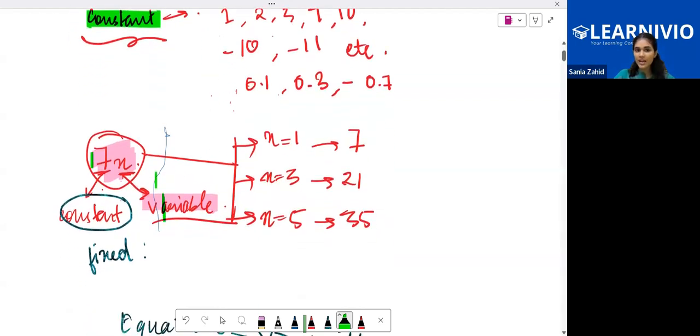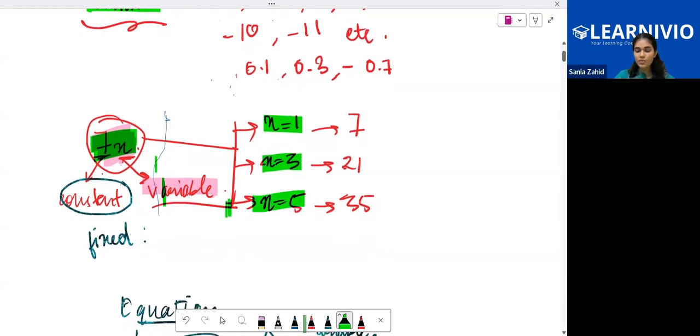Okay, very nice. So let's consider we have 7x. In 7x, 7 is the constant and x is the variable, right? Now, if I put the value of x equal to 1, the value of 7x will become 7 into 1, which is 7, right? Yes. If I say x equals 3, what will 7x be? 21. Why? I'm multiplying 7 with 3, right? Yes. If I say x equals 5, then 7 into 5 will be 35.